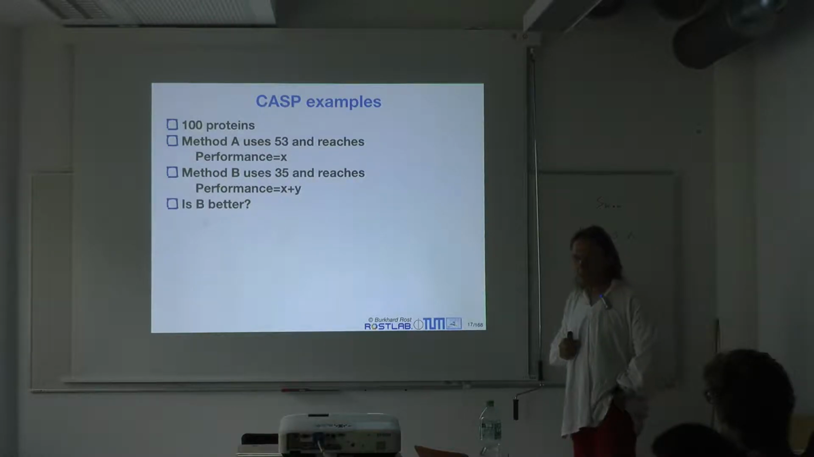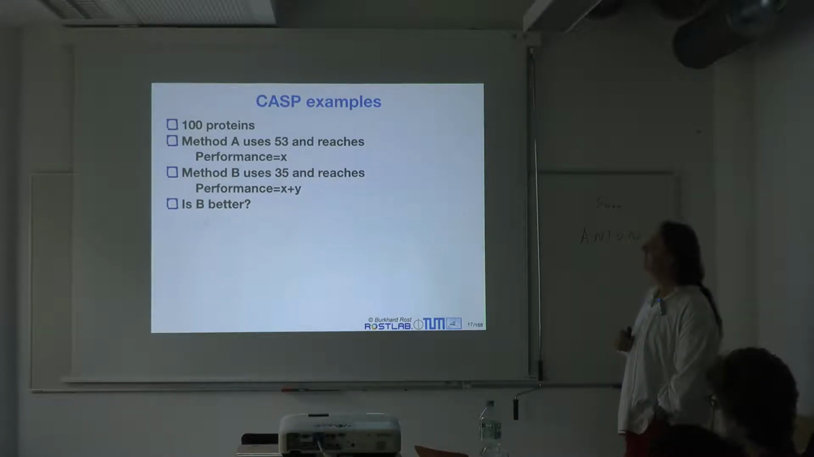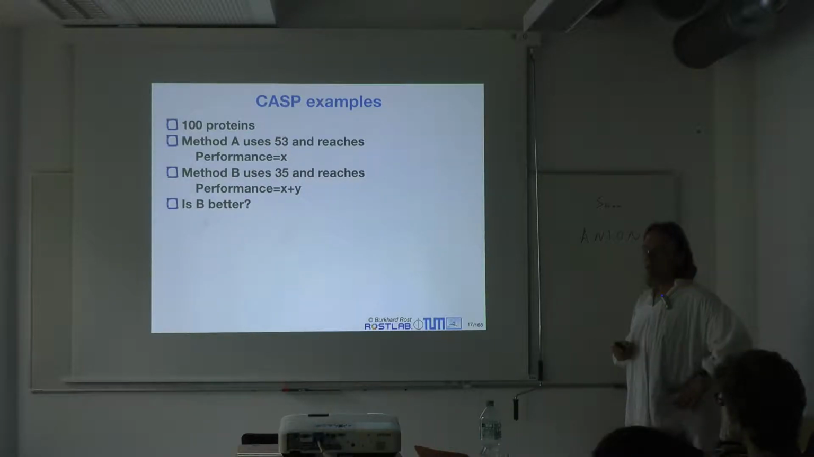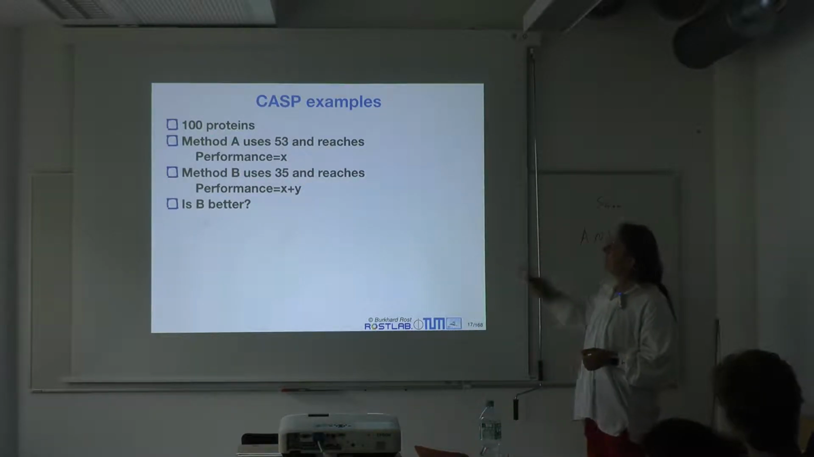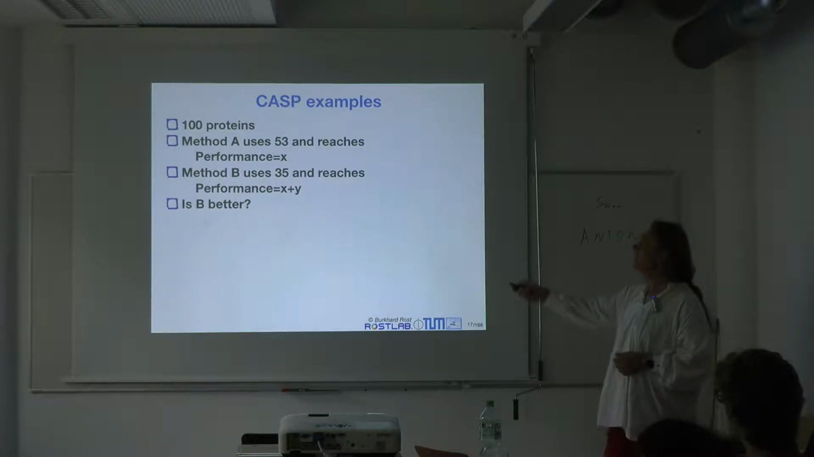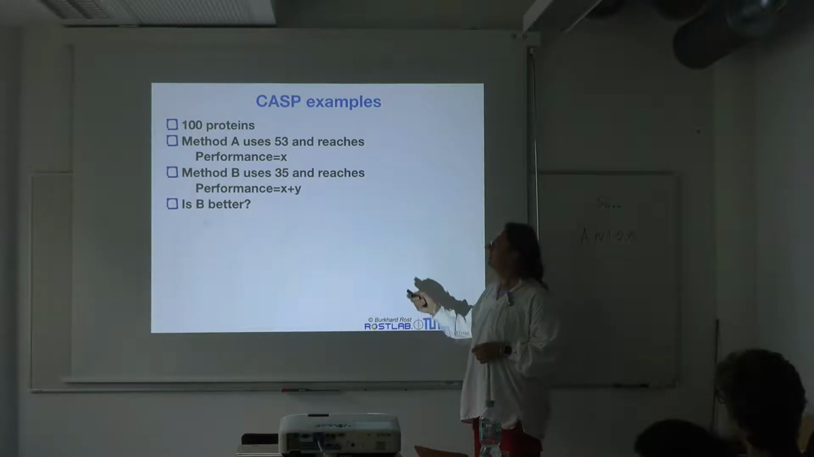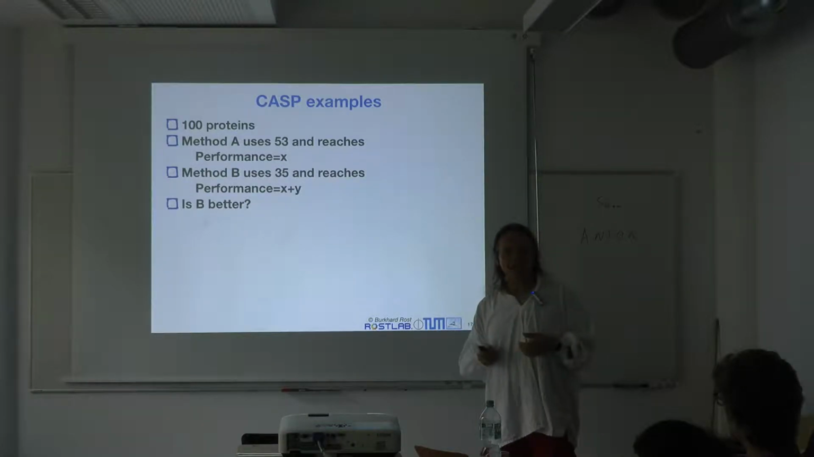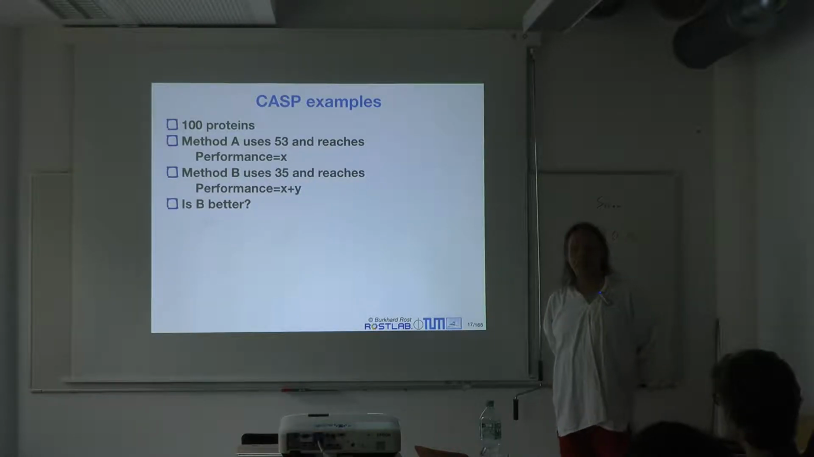And the one is a perceptual issue that mostly they control now. I just want to flash it to give you an idea of a typical mistake that people make, and not only in CASP. Say you have 100 proteins that you recruited for the CASP event. Say you have method A that uses 53 of those and reaches some performance X. And you have method B that uses 35 and reaches performance X plus Y, where Y is a positive number. So X plus Y is a larger number than X. Now the question is: is B better than A?